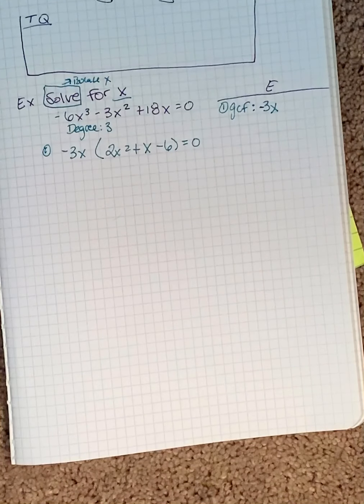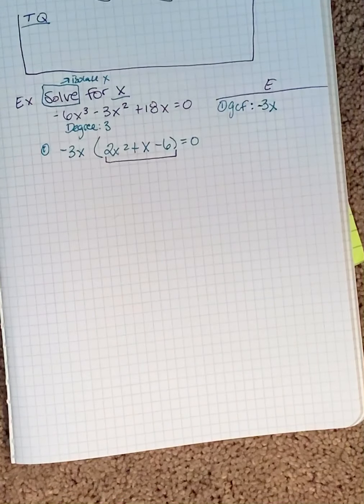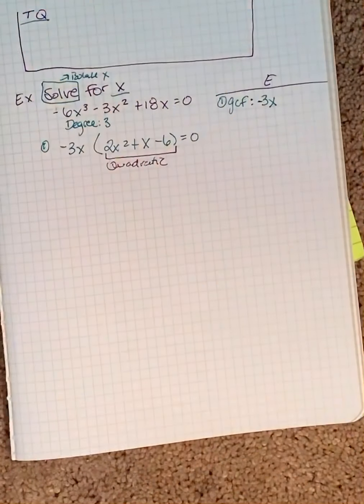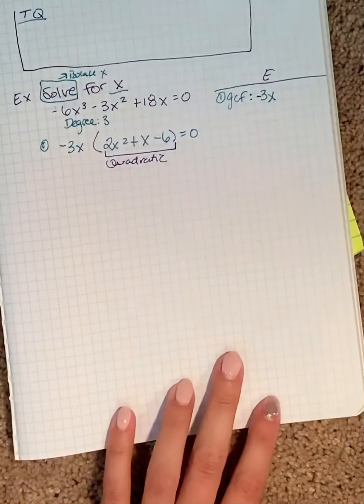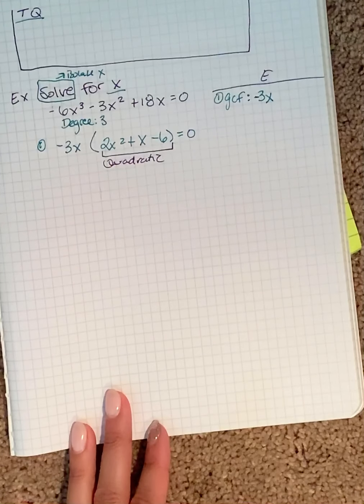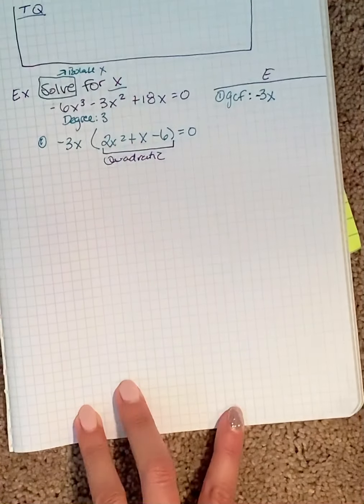Great. Now, how can I use the structure of this equation to solve for x? Well, now that I've taken out that negative 3x, I can see here in my new equivalent form that in the parentheses, I have a quadratic function. Now, I know it's quadratic because it has a degree of 2. It's the highest degree. And that means that if I'm solving a quadratic function, I can factor it. So I can use the structure of this equation to solve for x by factoring.